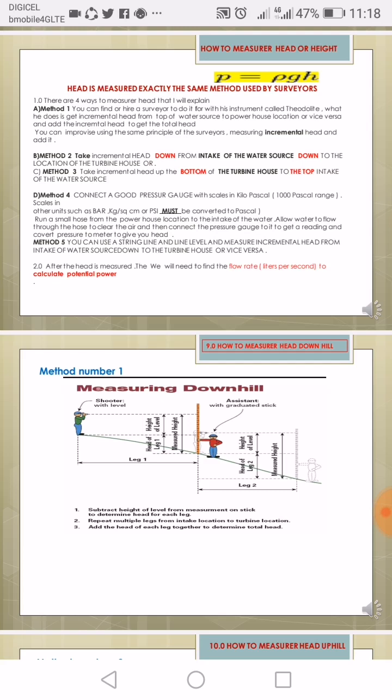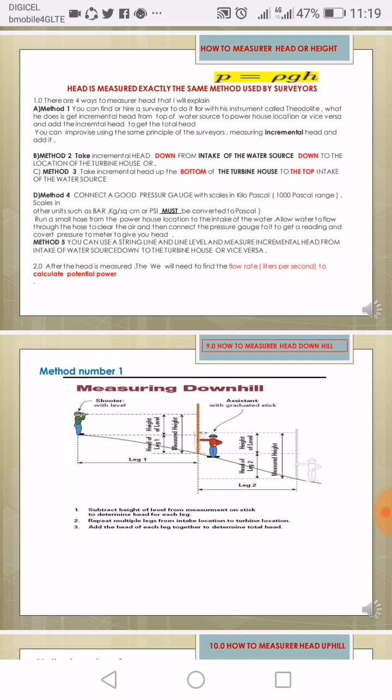But I recommend you use method 4, the easy, plain way through. You can call me and I can explain it. Try to find a pressure gauge. I use it because it is more simple and easy, and you can claim incremental head using pressure.